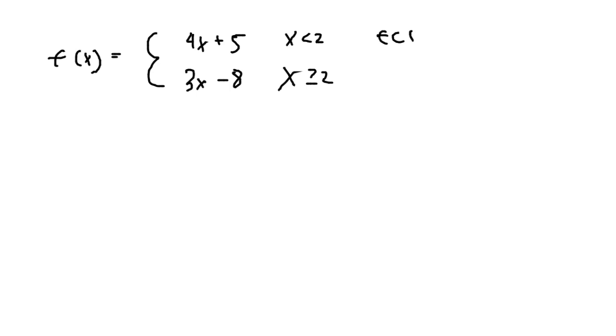So what if we have a function f of x is equal to this thing? We have 4x plus 5 and we also have 3x minus 8. And meron tayong given conditions na if x is less than 2 and x is greater than or equal to 2. So we're going to find what is f of negative 2. And we're also going to find f of 2.